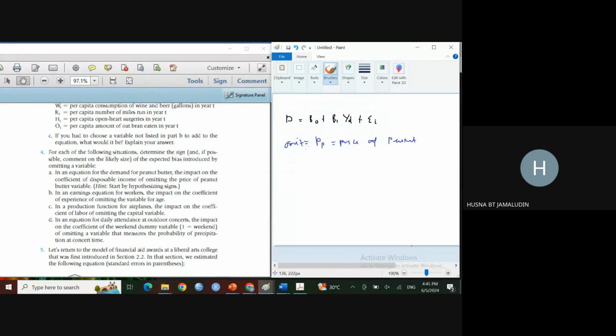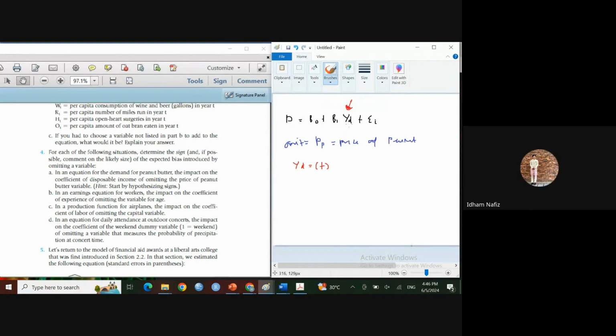You omit this. So what happened? What happened, do you think, to the coefficient of your disposable income? So let's look at your disposable income. What is the hypothesized sign for disposable income on the demand? Is it positive or negative? Positive, because you are assuming that the higher the income, the higher your demand for peanuts. If you're talking about chapter 7, what kind of functional form is here, if you still remember?